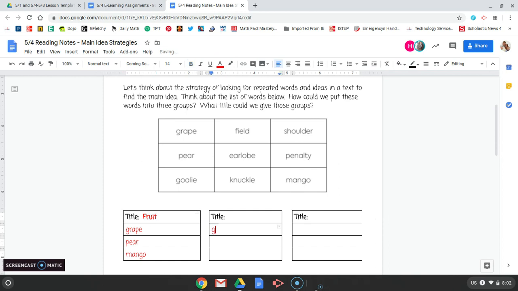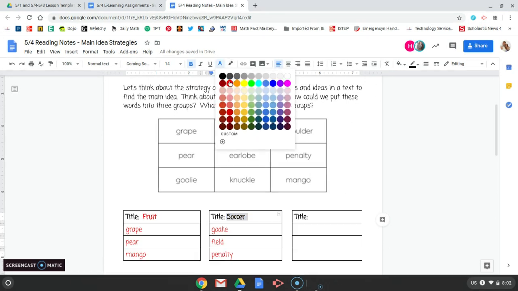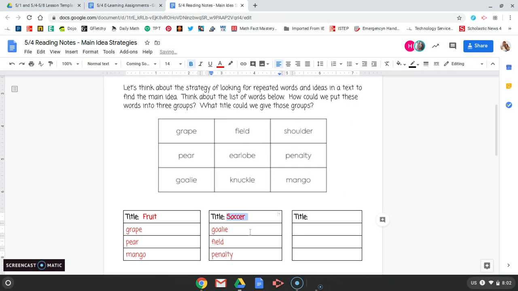So I'm going to put goalie, field, and penalty. And I would give those the title soccer because they all make me think of the rules and things that are involved with soccer. So those all go together. Even though they're different words, they all fit into the same category and they go with the same big idea.